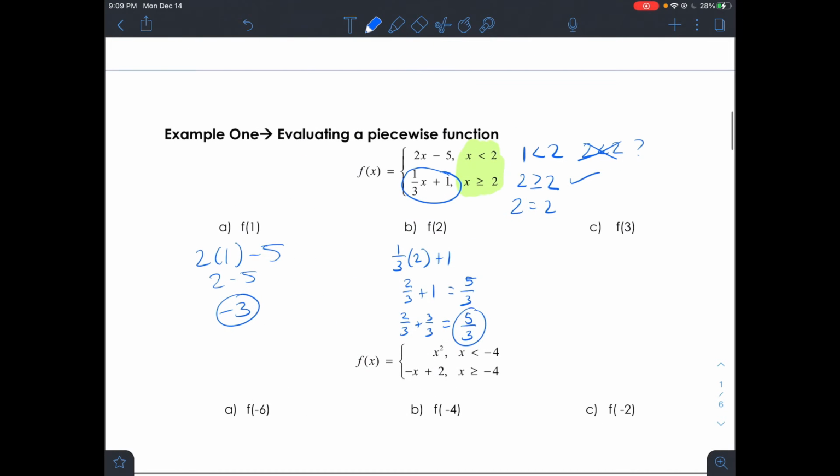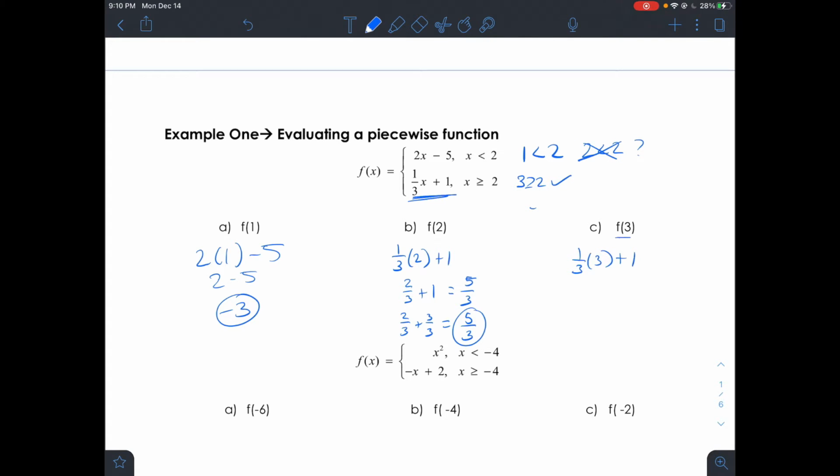All right, so now we've got C, which is f of 3. We have to decide, well, when do we use this function, right? Or I should say, which equation do we use? So if we look, f of 3, well, that's going to be the second equation. How do I know that? 3 is greater than or equal to 2. Okay, so that tells us we have to use this equation. So we have 1/3 times 3 plus 1, which is going to give me 1 plus 1, which is 2.